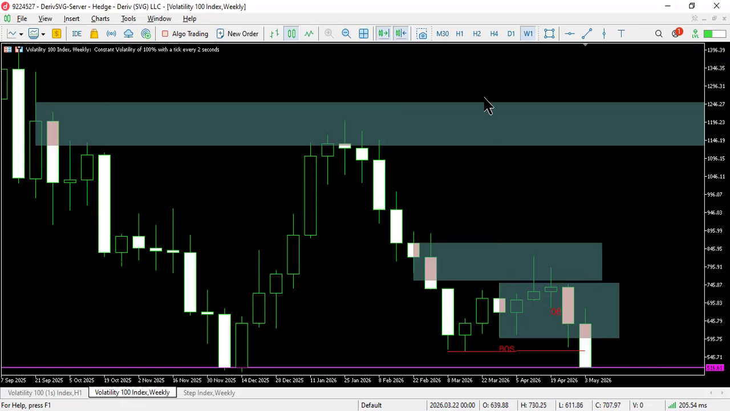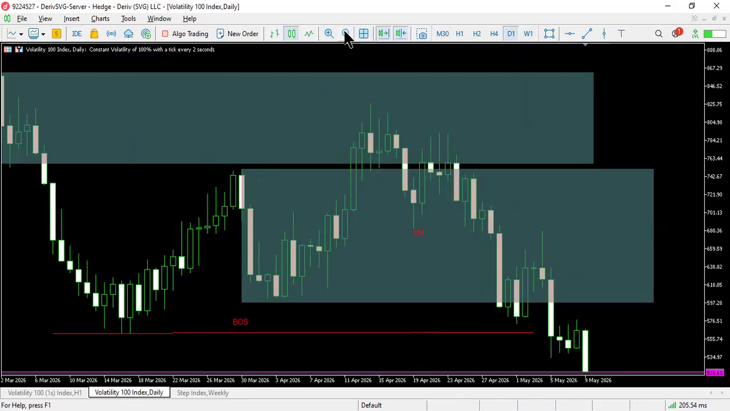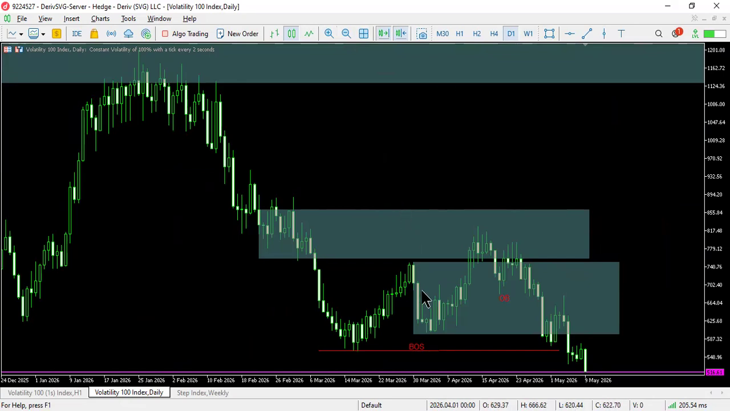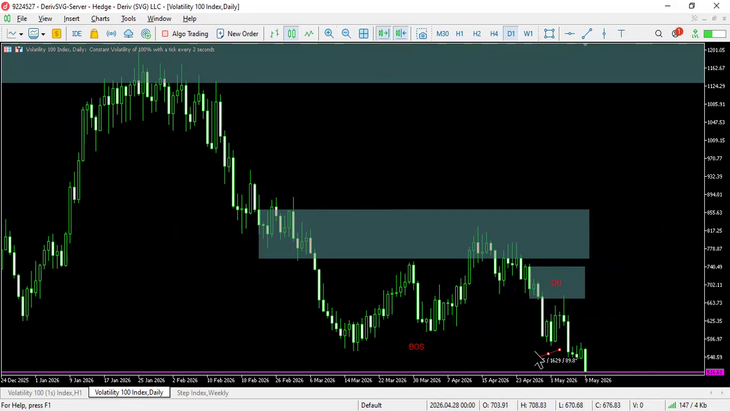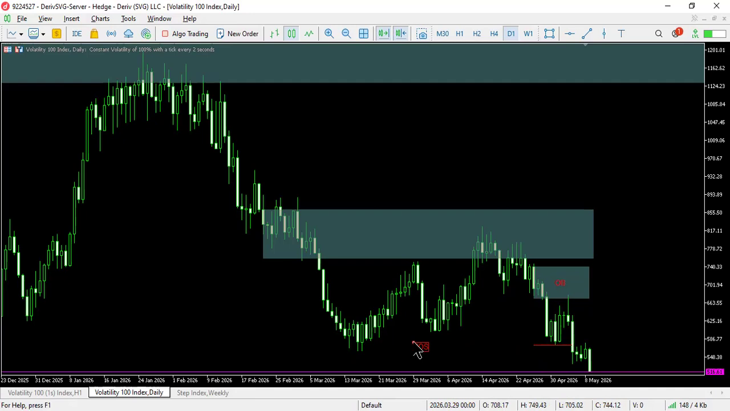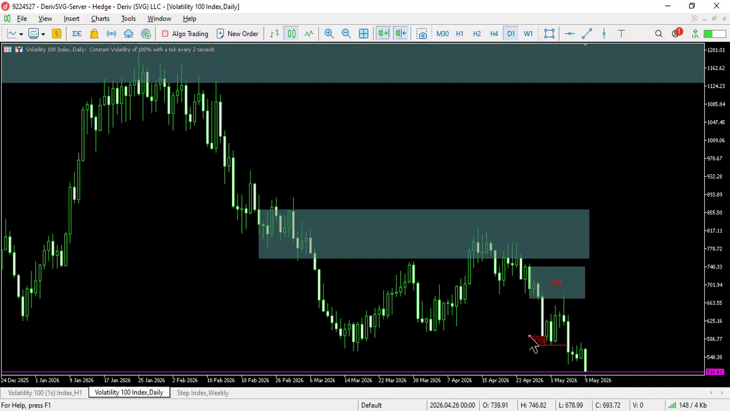Is that other block, and then heading over to the daily time frame. From the daily time frame, we can see that this order block was mitigated because price went back in to go and retest that order block. And then we also have this break of structure right here.